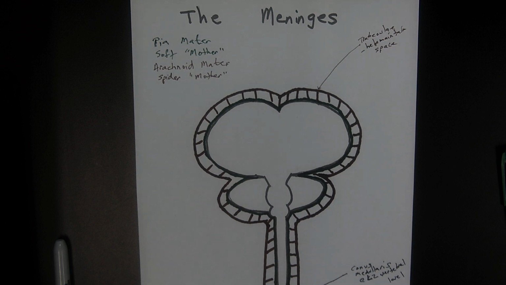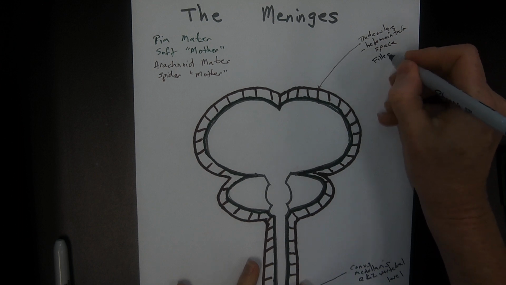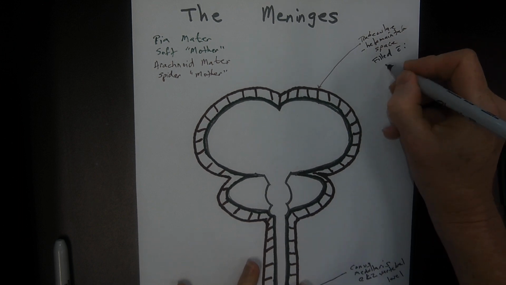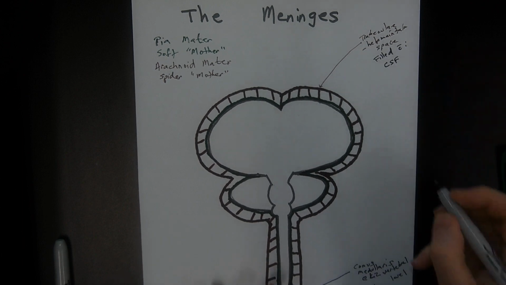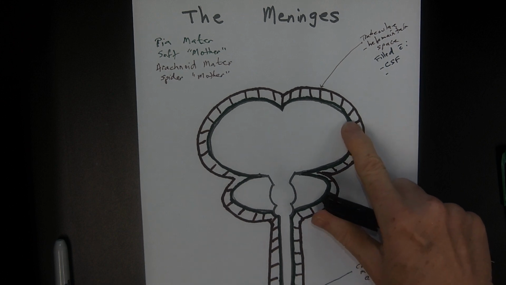Does anybody know what it's filled with? CSF, yeah. So the space itself is filled with CSF, cerebrospinal fluid. Good. What else is floating around in the CSF there in that space? One of the things that we talked about last week, remember the cranial arteries? All your cranial arteries are in what's called the subarachnoid space.